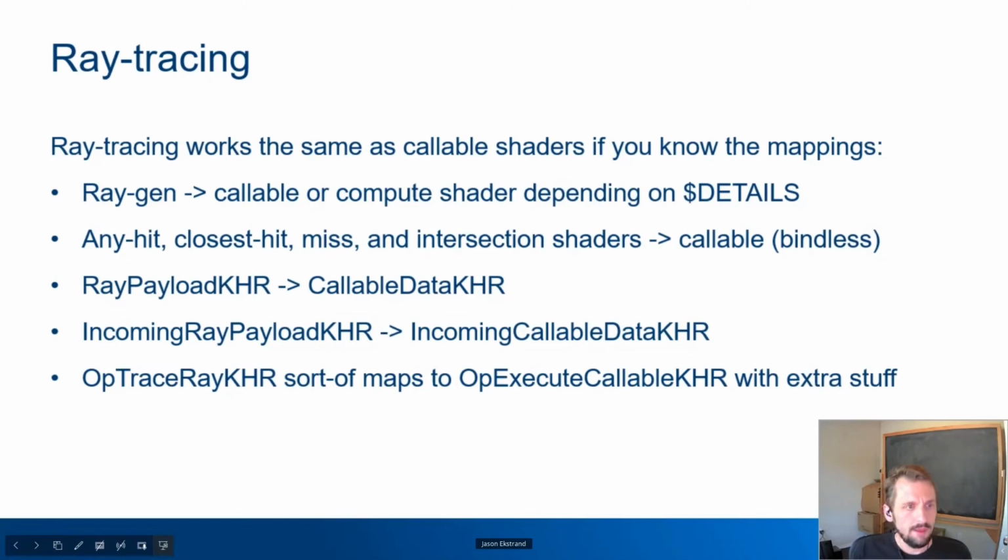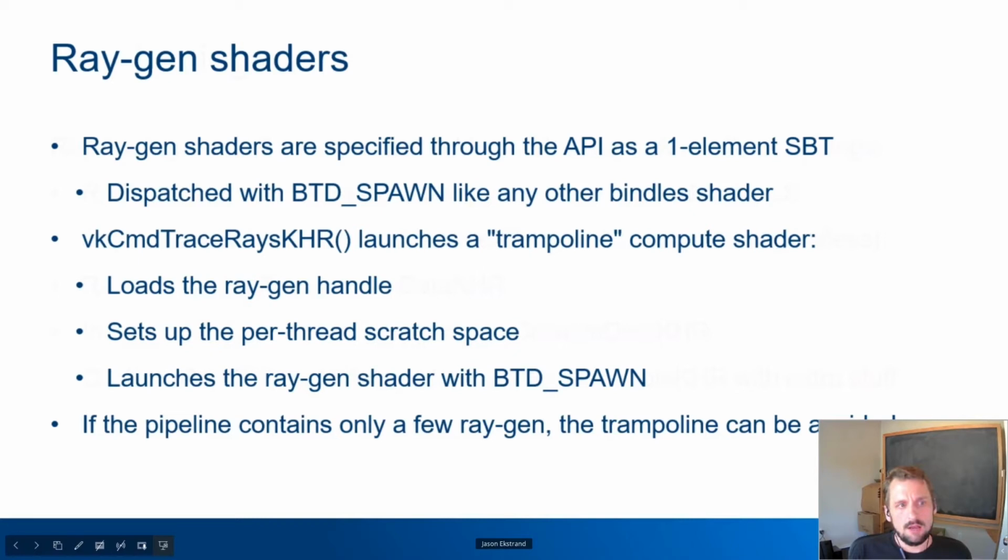Let's start with RayGen shaders. RayGen shaders are specified through the API as a single element shader binding table. So you do have a shader binding table. You have to go fetch some memory to figure out which RayGen shader you're looking at. And then we dispatch it with BTD spawn like any other bindless shader.